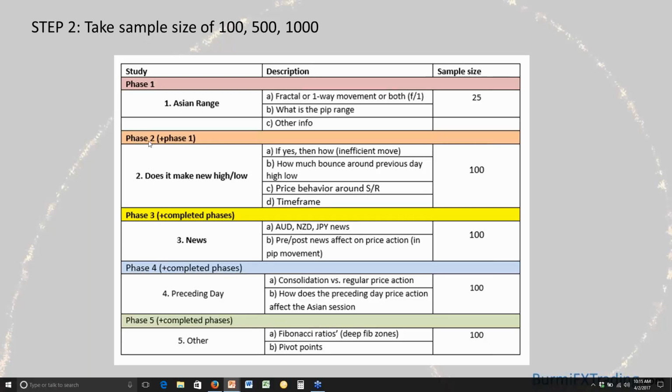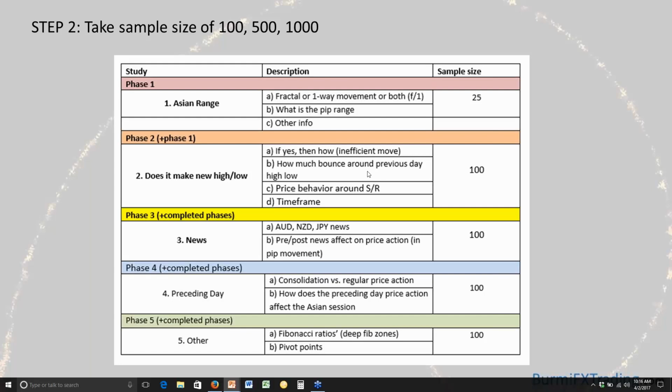Then you go to phase number 2. This one is very important. When you're collecting data for phase number 2, at the same time, you're still studying phase number 1. So we are still studying all these points here as well. So phase number 2, you're just asking yourself, does it make new highs and lows? If yes, okay, then how? Is there a consolidation before it breaks previous day highs, or do we see price spikes? Is there any price bounce from the previous day highs and lows?